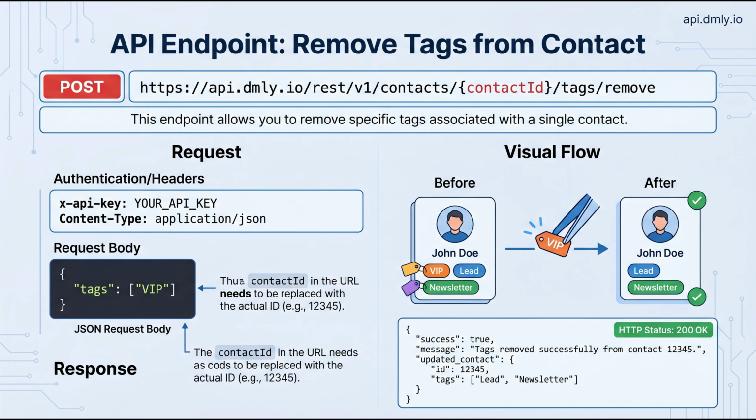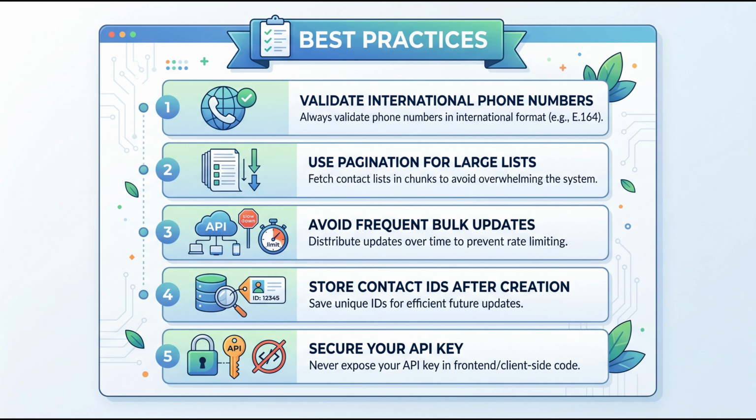The remove tags from contact endpoint removes one or more tags from an existing contact. It's a POST request to /v1/contacts/{contactId}/tags/remove. Authentication. Include your API key in the header using x-API-key and set content-type to application/JSON. Request body. Tags. Pass an array of tag names you want to remove. For example, VIP. Response returns the updated contact object with the specified tags removed.